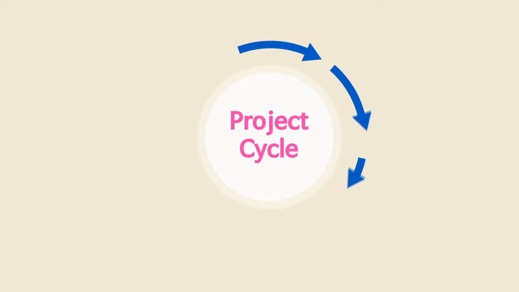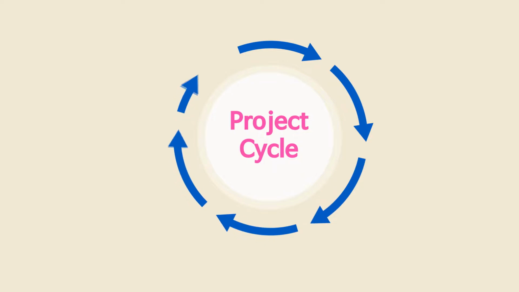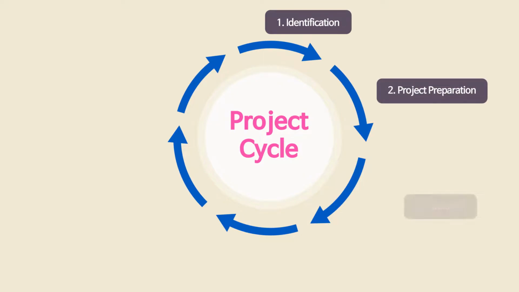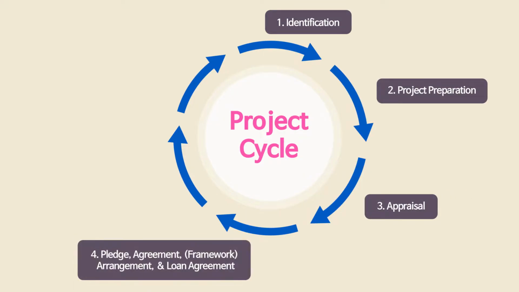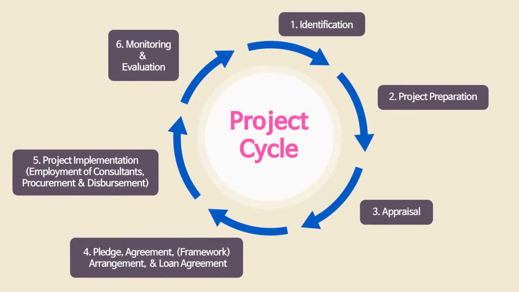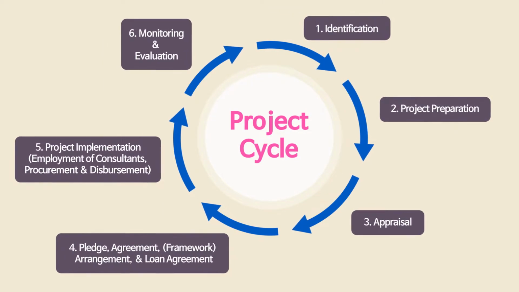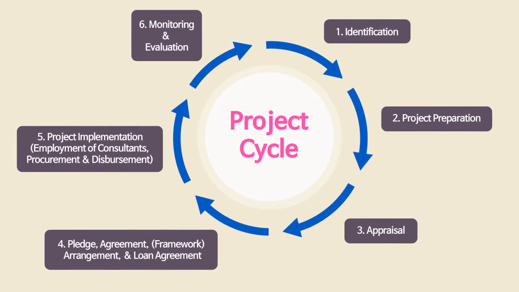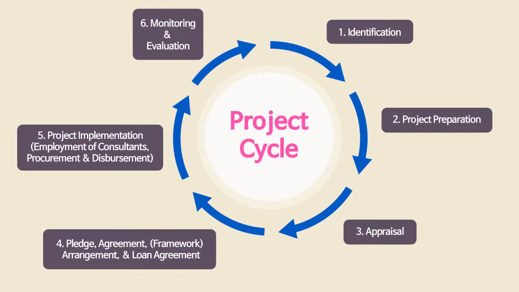As you can see, EDCF project cycle consists of 6 stages. It starts with identification and project preparation. After the appraisal for the project and the issuance of pledge, Korea and partner countries enter into several commitments including loan agreement. Then, the project is implemented, and after the project completion, monitoring, and project evaluation wraps up the entire cycle. Let's find out what kinds of documents are needed for each step.